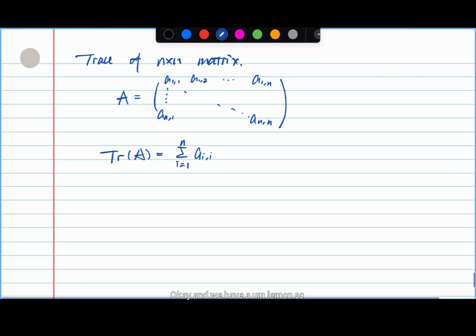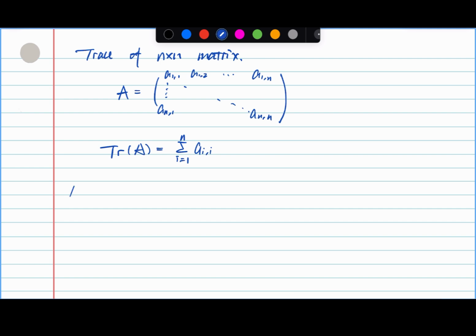Okay, and we have a lemma. We know the trace of A times B equals the trace of B times A.